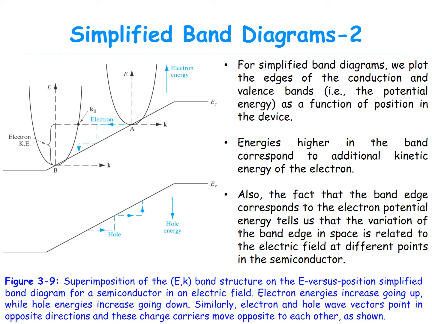Now, for simplified band diagrams, we plot the edges of the conduction band and valence band. In other words, we only plot the potential energy as a function of position in the device. So instead of plotting our E-k diagrams, for simplification, when we deal with devices, we only plot the bottom of the conduction band and the top of the valence band as a function of position. So this is x, position in the device.